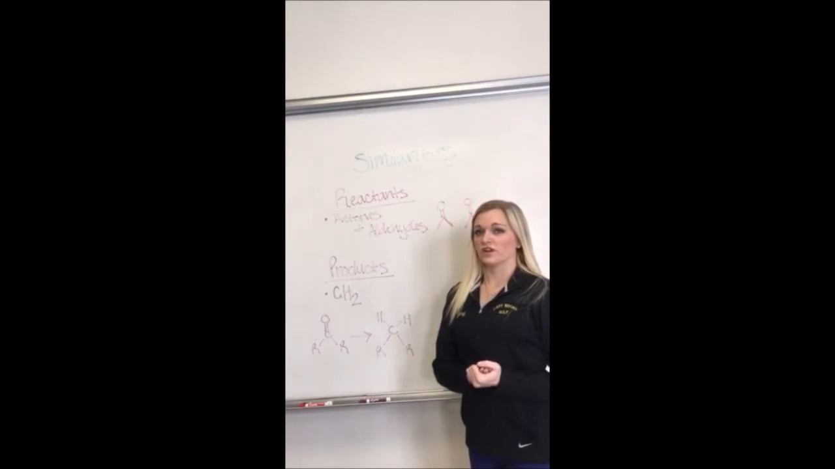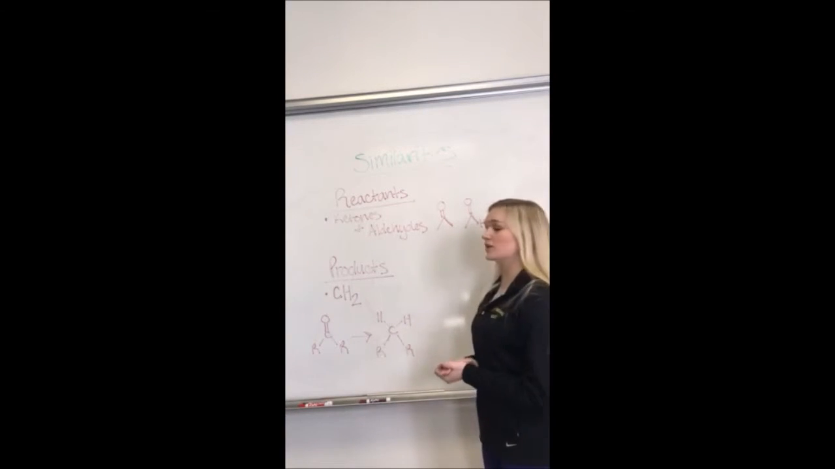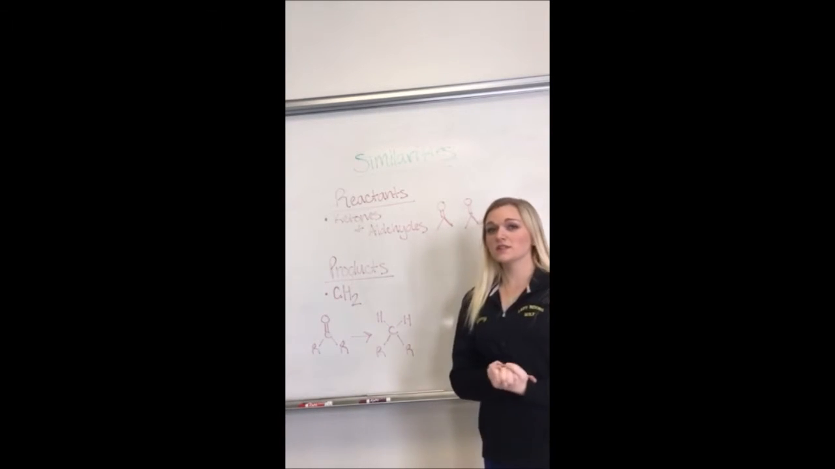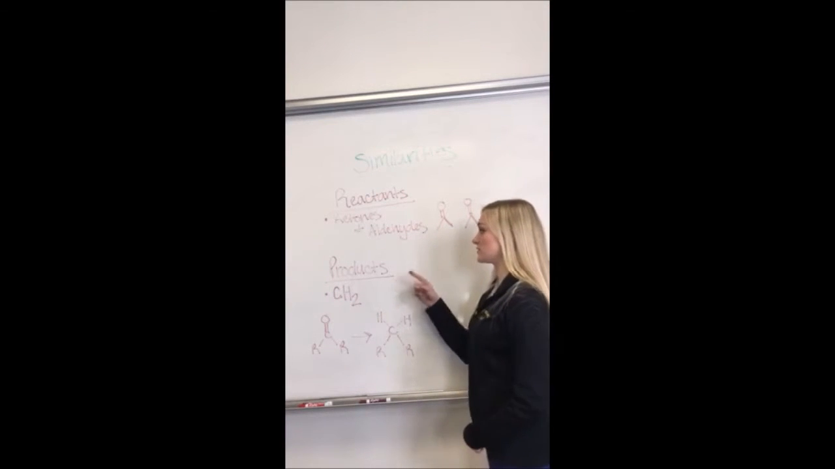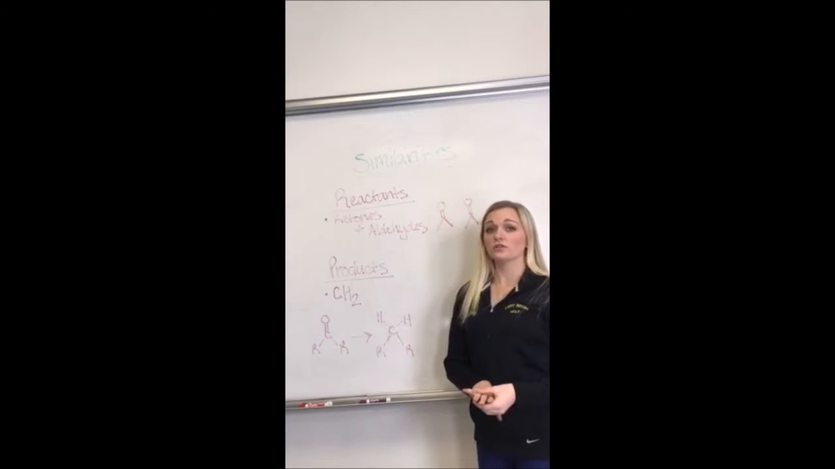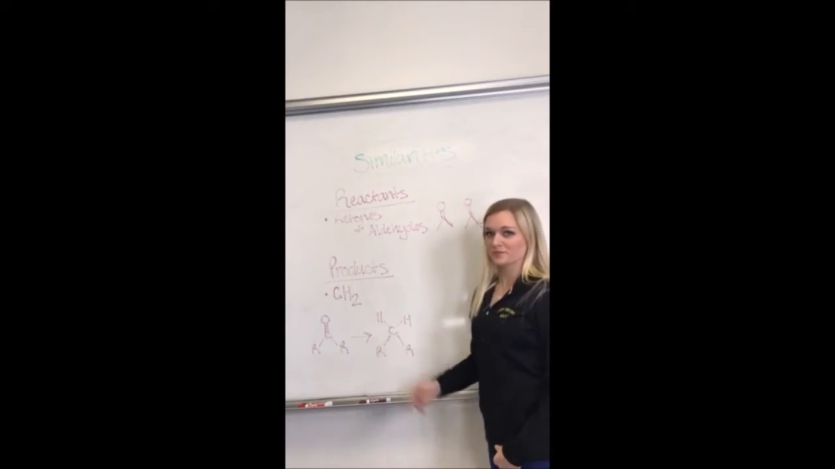In the Wolff-Kishner reduction, the Clemmensen reduction, and the Raney-Nickel reduction, you'll notice that there are some similarities and some differences. Some of these similarities include the reactants, which are ketones and aldehydes, and the products, which is a CH2 group. In all three of these reductions, our carbonyl group is converted into a methylene group.